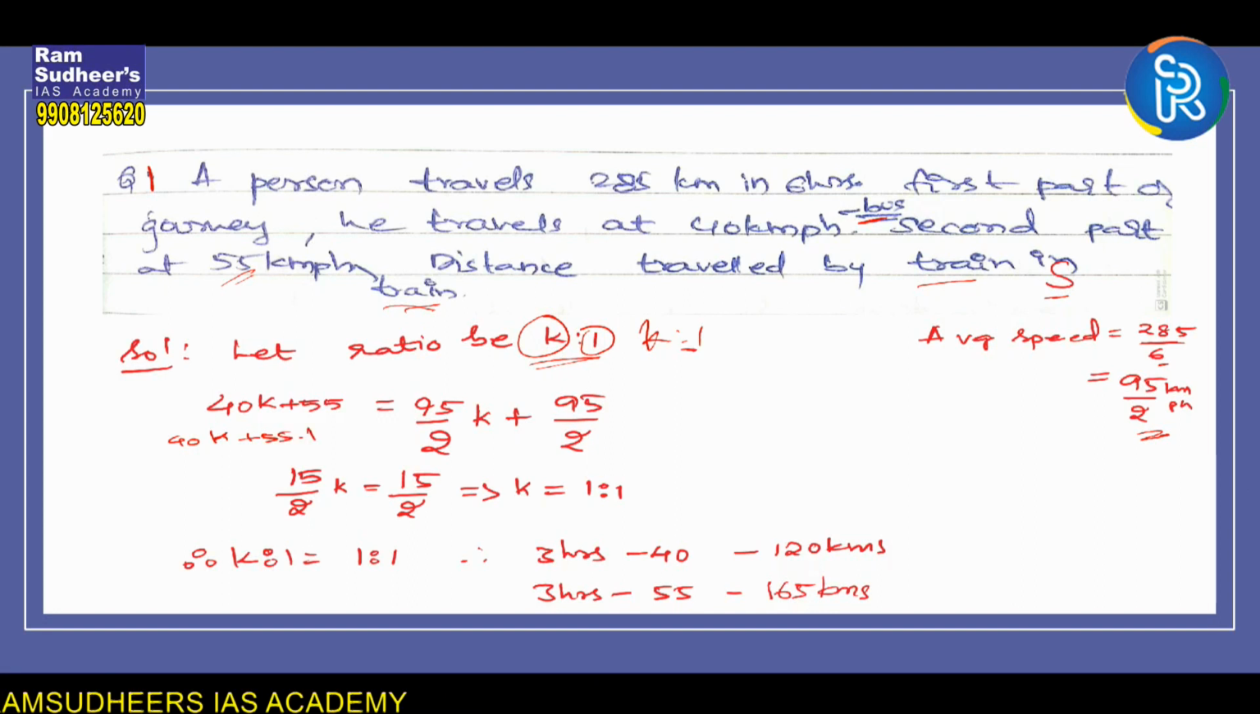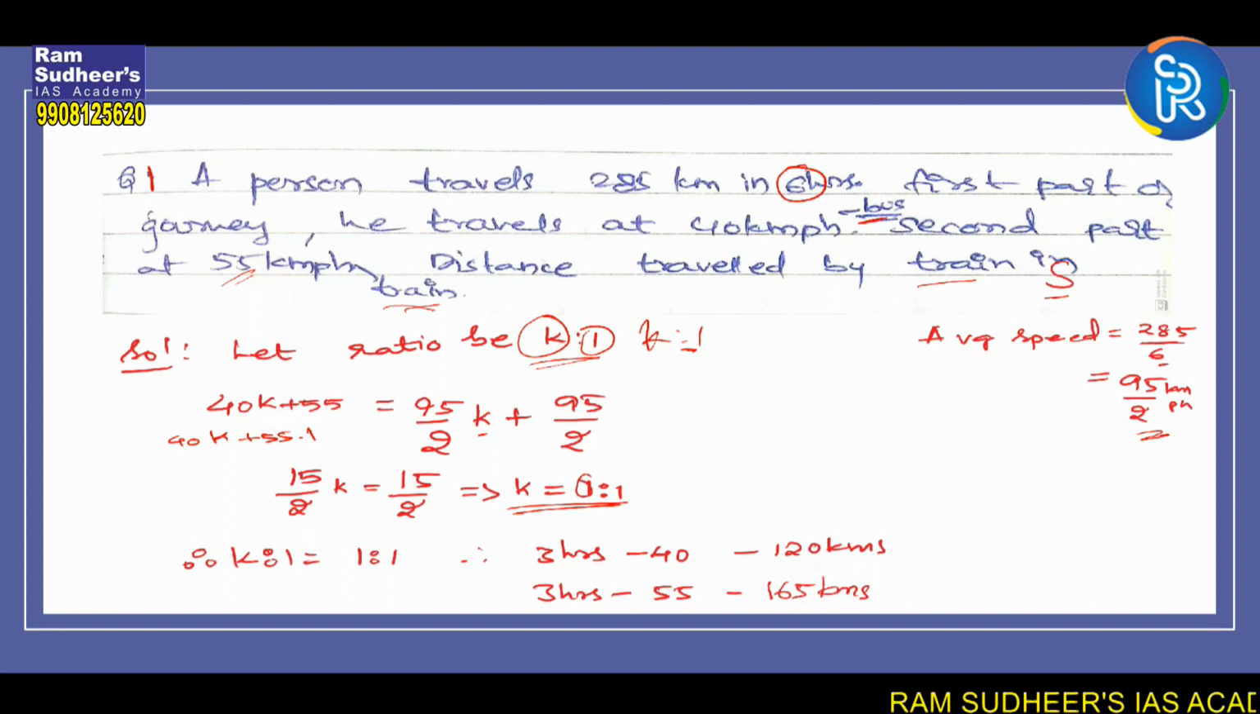K is to 1 is the ratio, so therefore 40k plus 55 over k plus 1 equals 95 by 2. Now solving this equation, I get k to be 1 is to 1, and therefore in these 6 hours I travel with both the speeds equally, because 1 is to 1, both these are equal, and therefore I travel 3 hours with 40 kilometers per hour and the other 3 hours with 55 kilometers per hour.